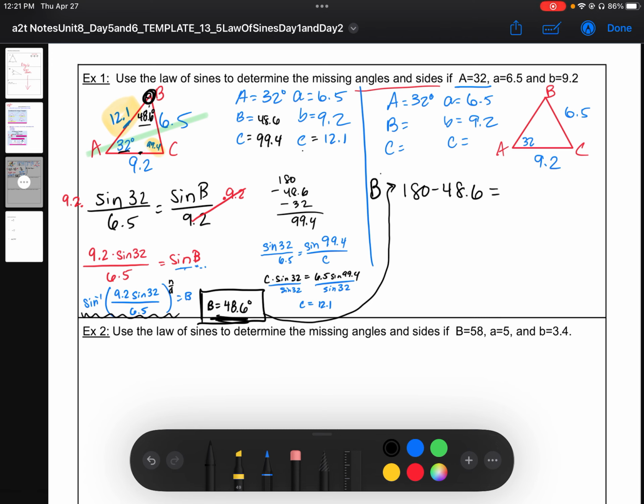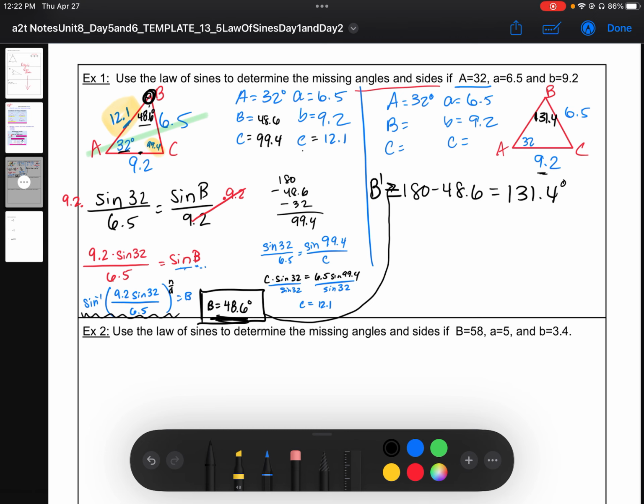Okay, so this is B prime. This is the other option for angle B. When I subtract that, I get 131.4. So we're saying this could potentially be 131.4. Is it possible that this side is now my longest side? Okay, well, it could be possible.